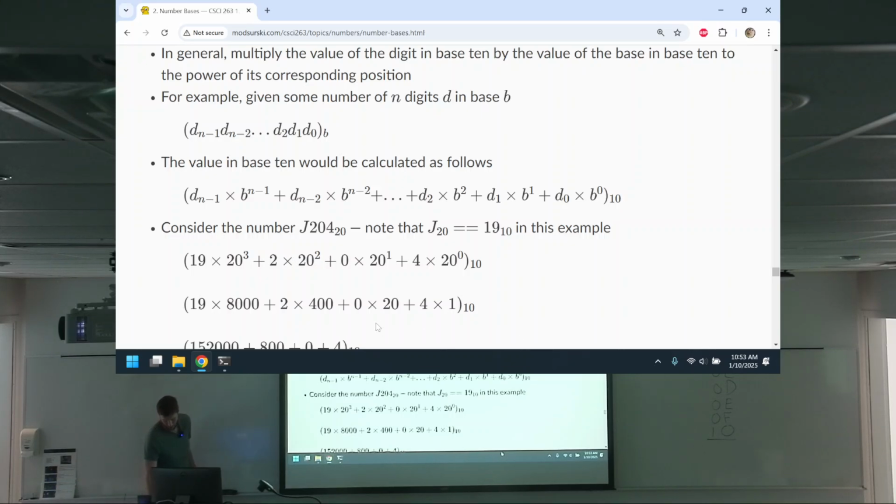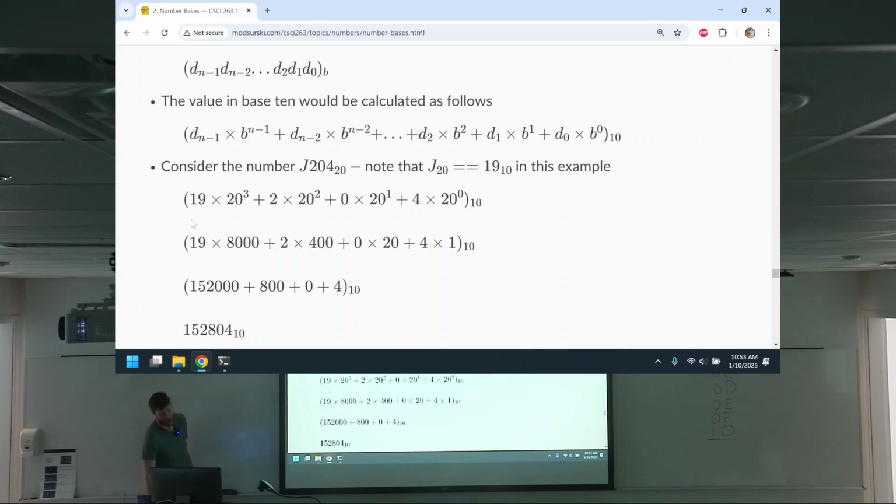So how would I do this calculation? Well, if I have 19 20-cubed, that's 8 thousands, so I have 19 8,000s plus 2 400s plus 0 20s plus 4 1s added together, I get 152,804. It's kind of neat, right? Like with 4 symbols, I could represent a much bigger number. Obviously, because each position can have more things.